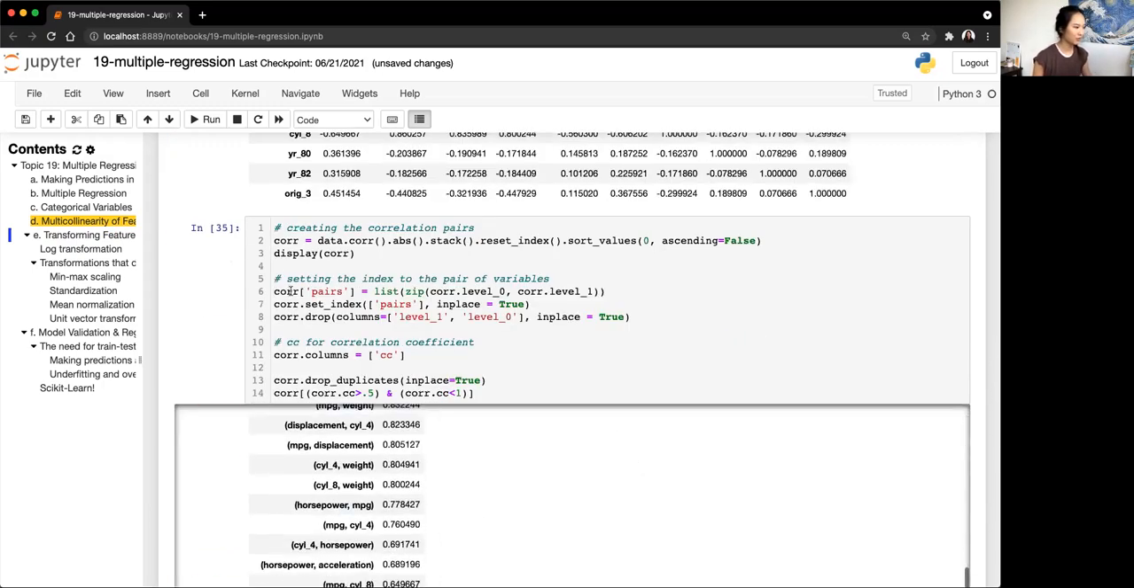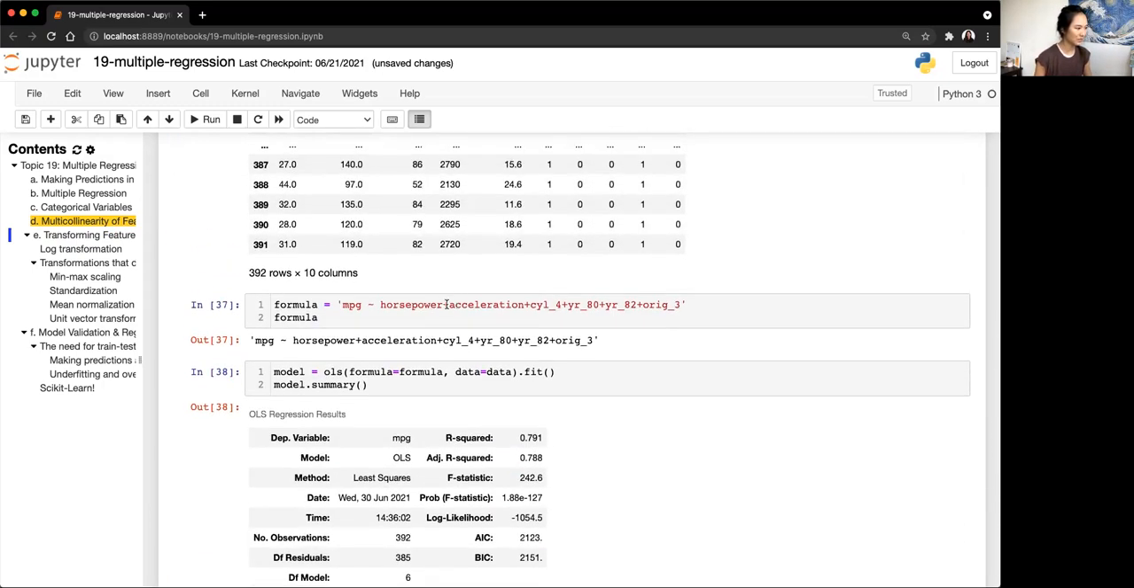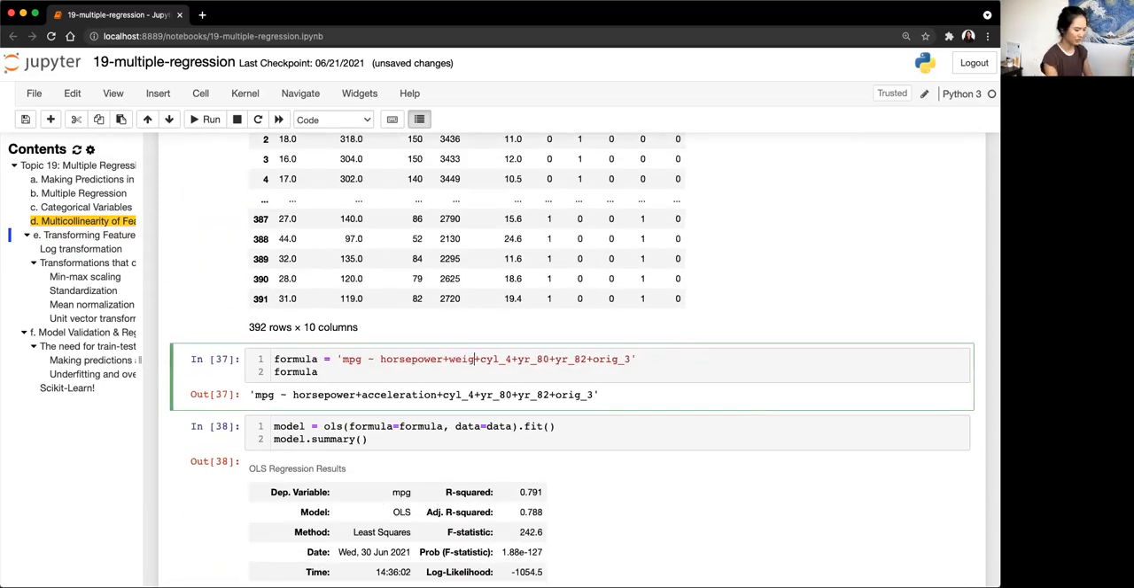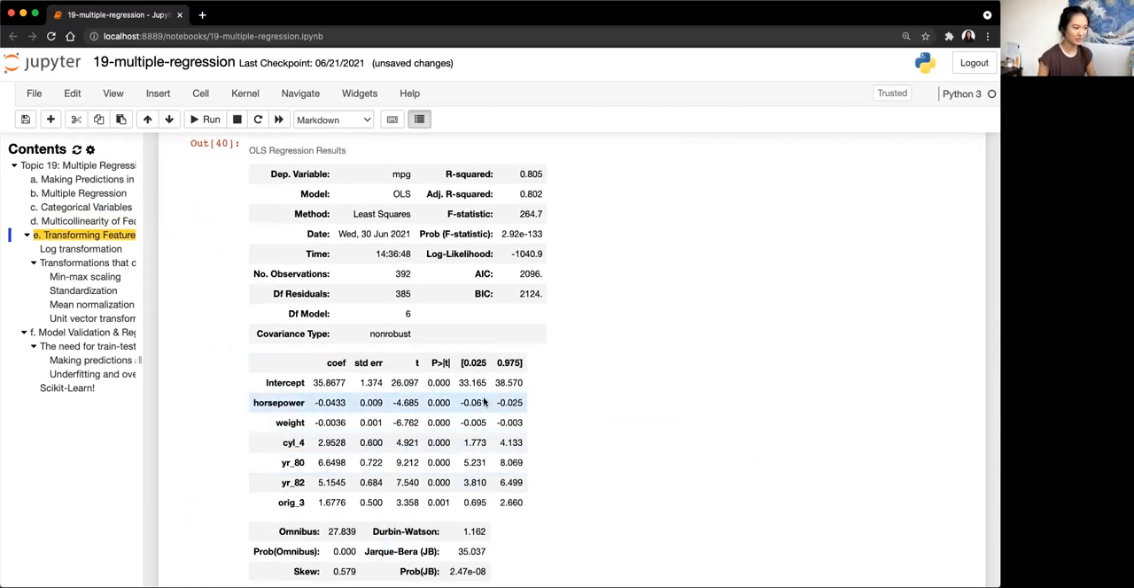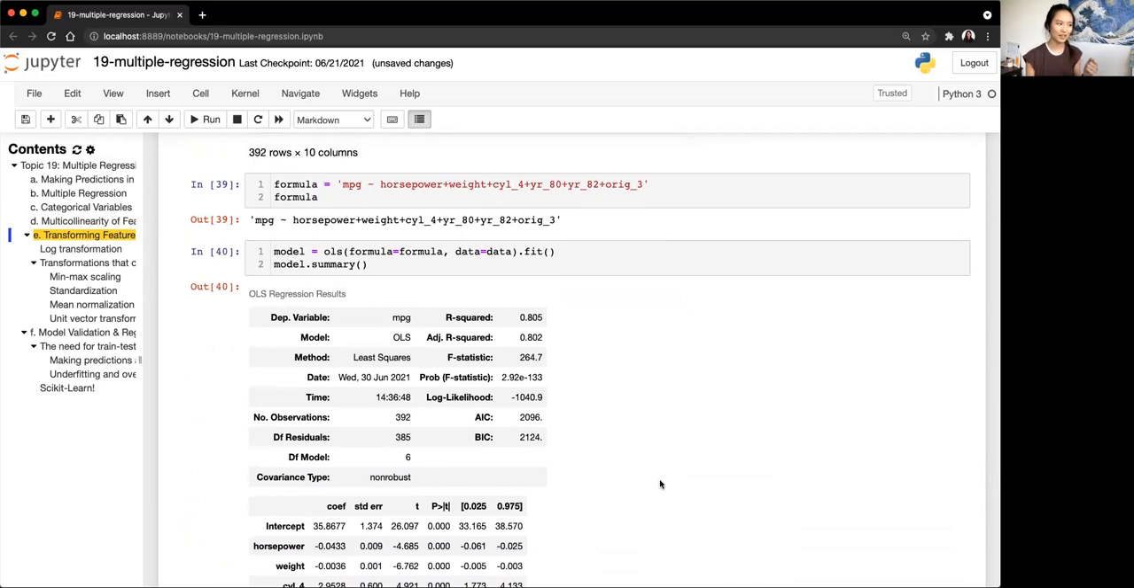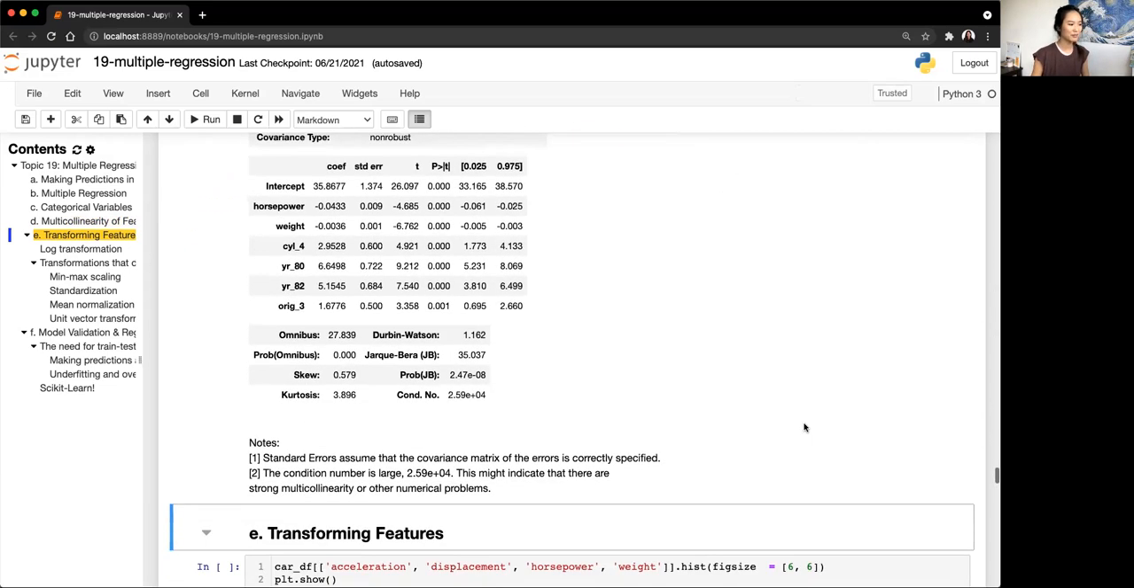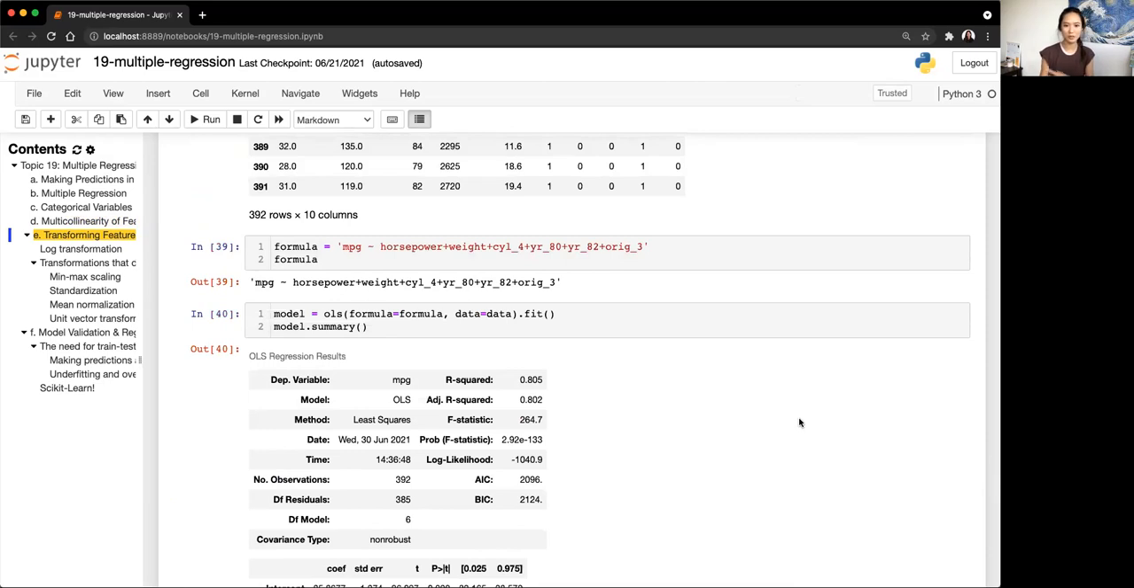But if I were to replace acceleration with weight, I think we will see that we still have good statistical significance throughout, just because weight and acceleration are highly correlated with each other. So they kind of have the same effect on miles per gallon. Any questions about that? Okay, so that is the whole idea of multi-collinearity. We don't want features to be correlated with each other because it just leads to redundancy in our model.